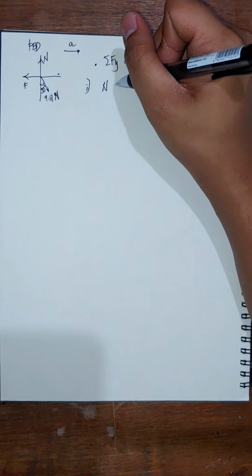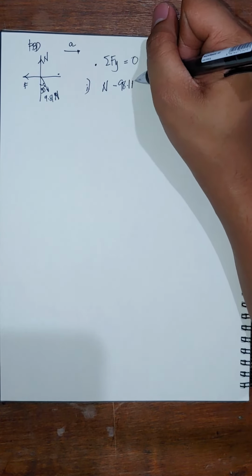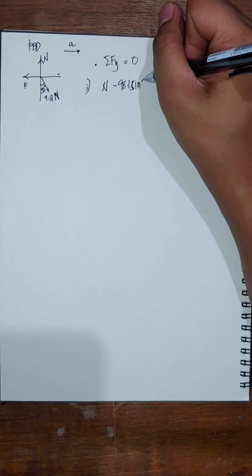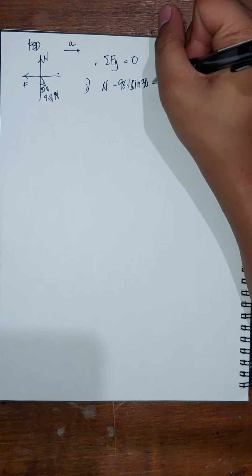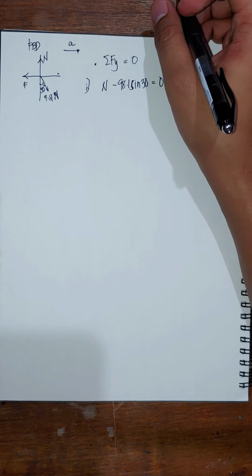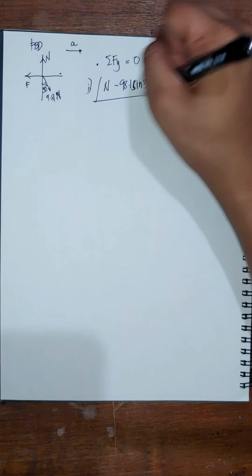We have n minus 98.1 newtons times cosine 30 is equal to 0. Since we were only asked about the equations, we can answer this one.